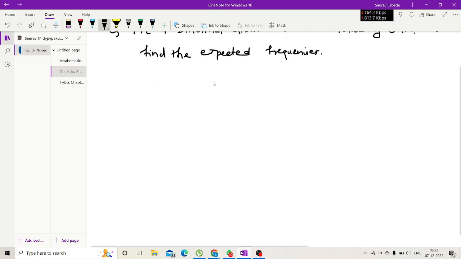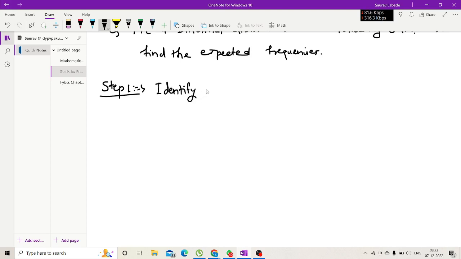Now how can we solve this? Before starting, we must have the basic knowledge of the binomial distribution, that is, the PMF of the binomial distribution and the mean of the binomial distribution. So we will start with the steps without wasting time. Step one is to identify the random variable from the given frequency distribution. That is the first step.